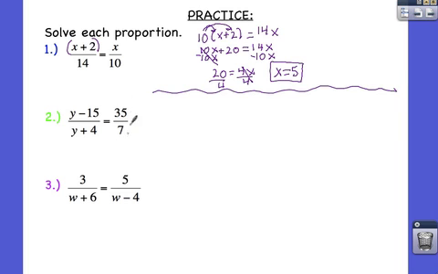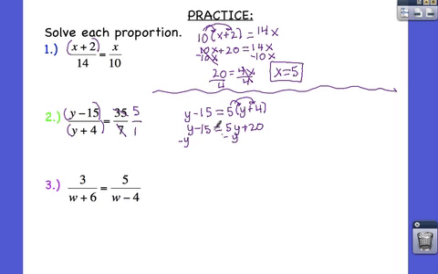Number 2. Notice how I can reduce 35 over 7. So I always start to look to see if I can simplify the question at all. So instead of 35, I can divide by 7 and get 5, and 7 divided by 7 is 1. And now I can use my cross products. So 1 times the quantity y minus 15 is just y minus 15. And that equals 5 times the quantity y plus 4. So now I distribute, and I have y minus 15 equals 5y plus 20.